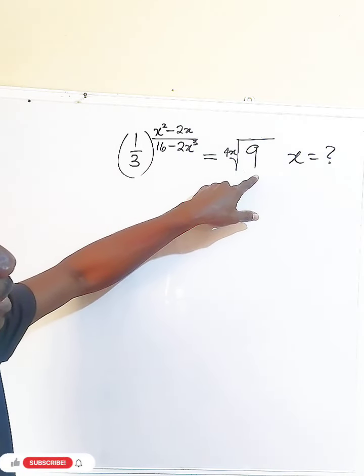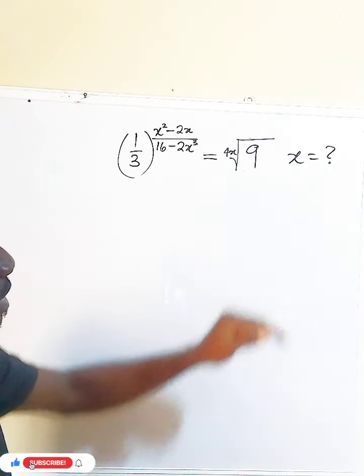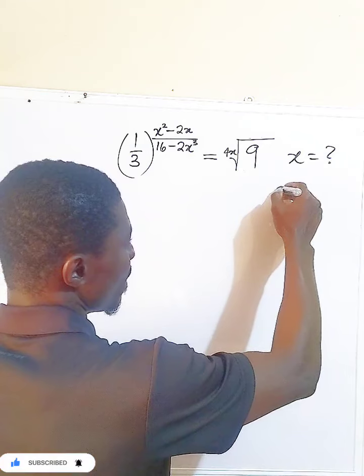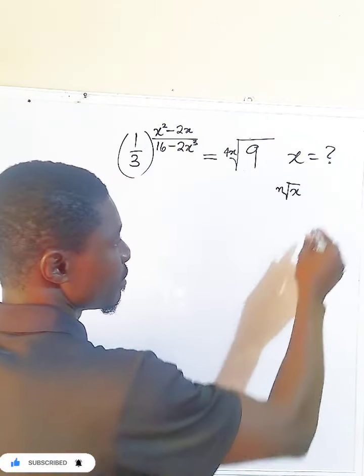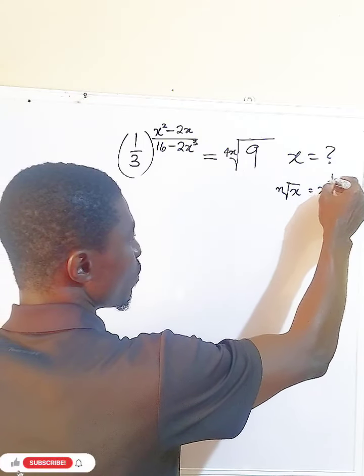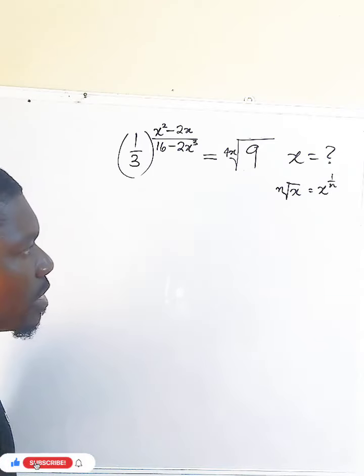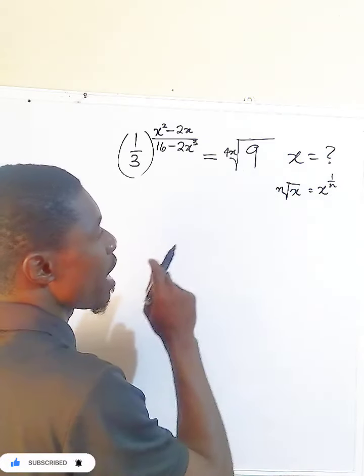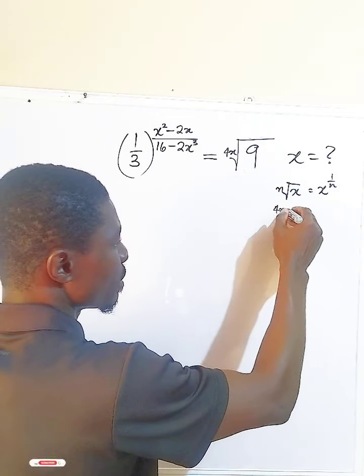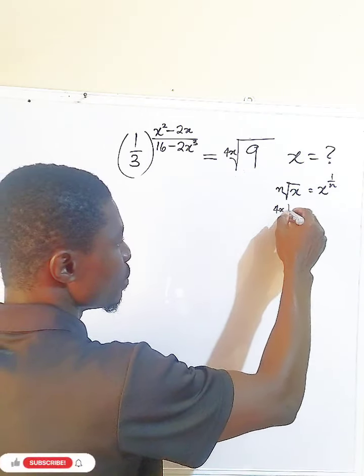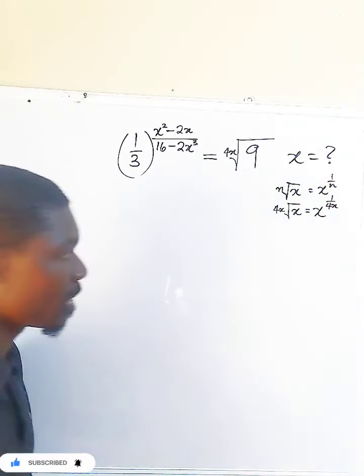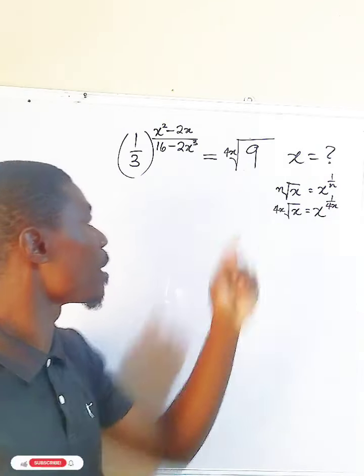to reduce the right hand side of the equation to a base of 3. Now let us recall that according to the law of indices, if you have the n-th root of x, this is the same as saying x raised to the power of 1 over n. Now let us replace this n with 4x. So this is the 4x-th root of x, the same as saying x raised to the power of 1 over 4x.